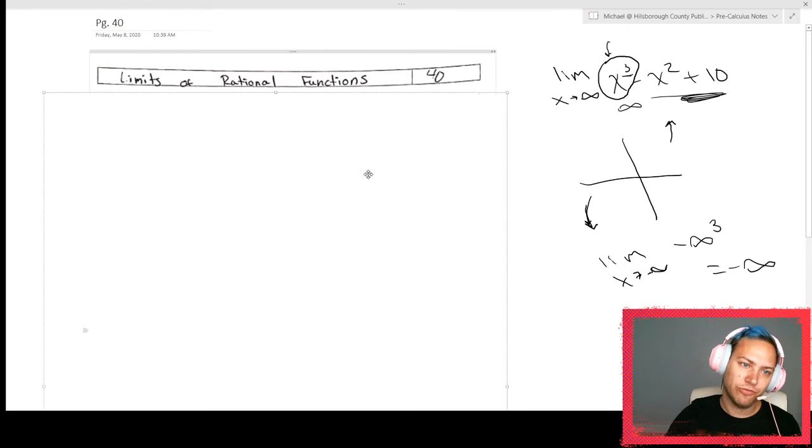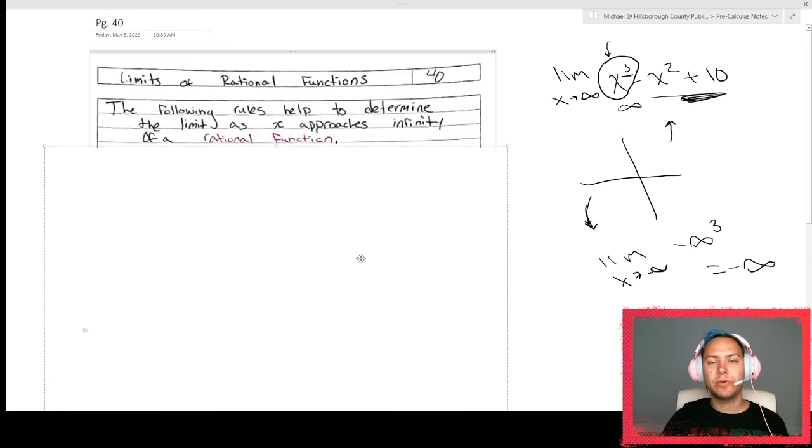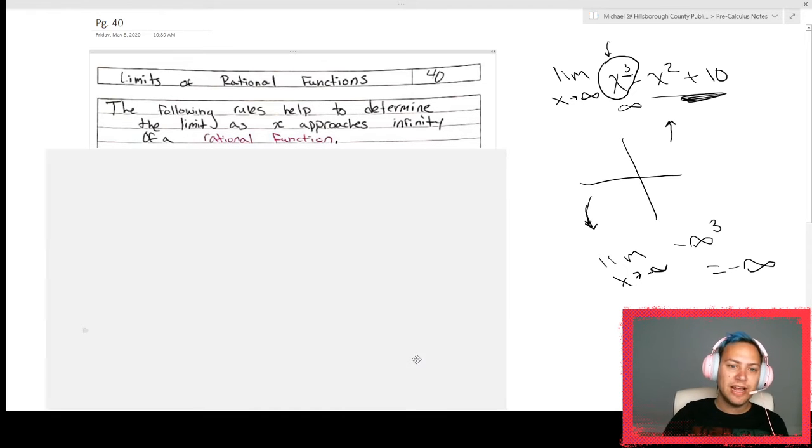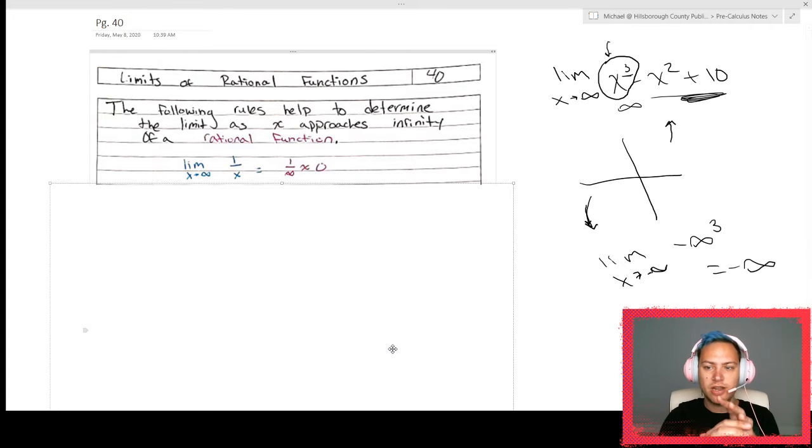So talking about rational functions then, it's important to know the following things when determining limits of rational functions. And that important thing is this: the limit as x approaches infinity of 1 over x, of a standard parent function of a rational function.